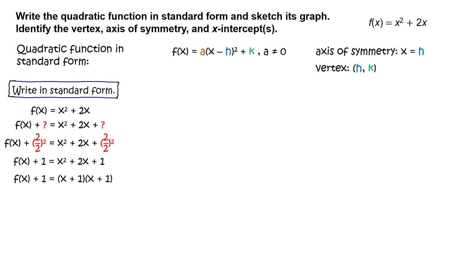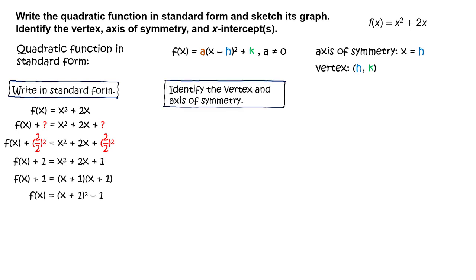Factor the right side of the equation. This will give you f of x plus 1 equals the quantity x plus 1 times the quantity x plus 1. Rewrite as f of x equals the quantity x plus 1 squared minus 1.